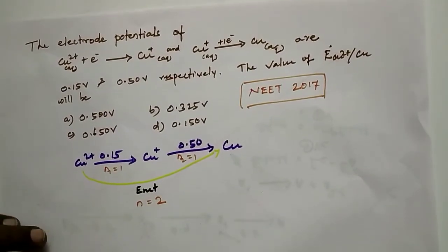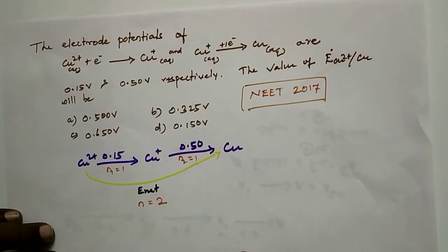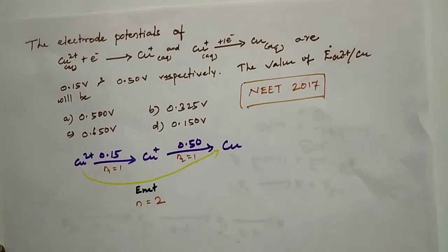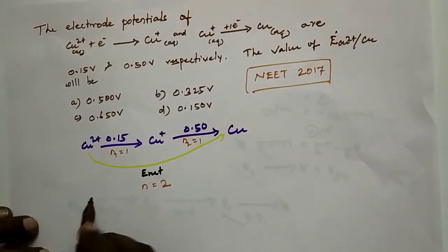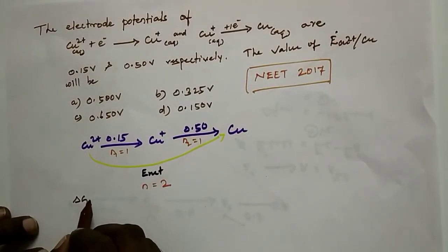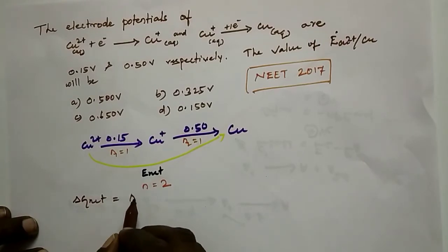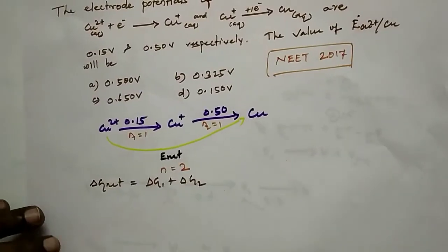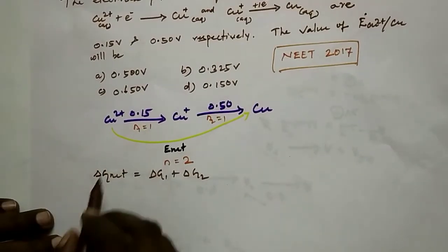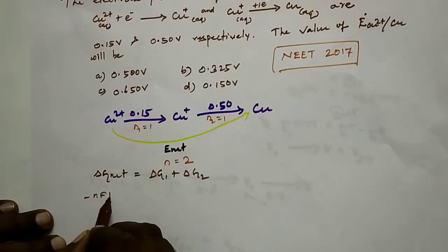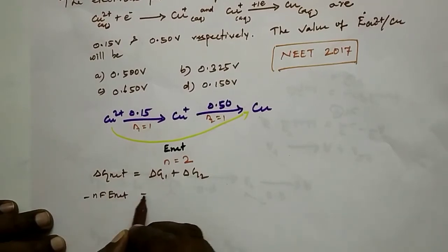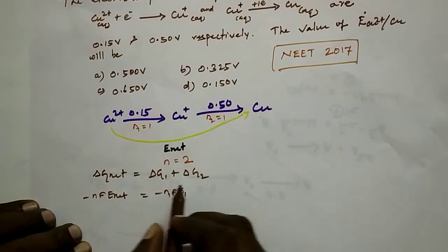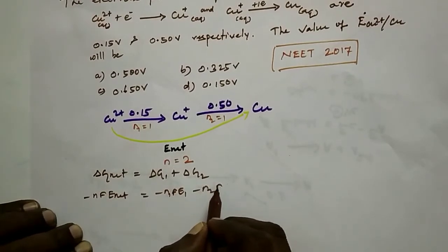Okay, Cu2+ to Cu, n is 2, so 2 electrons are involved. Now let us apply our formulas. ΔG net is equal to ΔG1 plus ΔG2. ΔG net is what? Minus nF E net, which equals minus n1 F E1 minus n2 F E2.